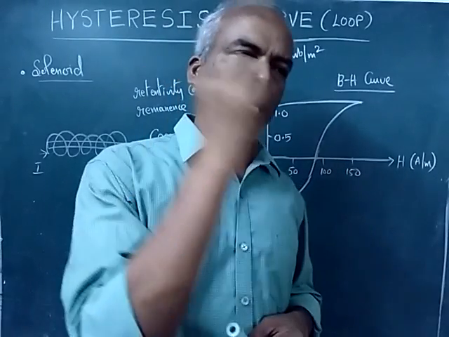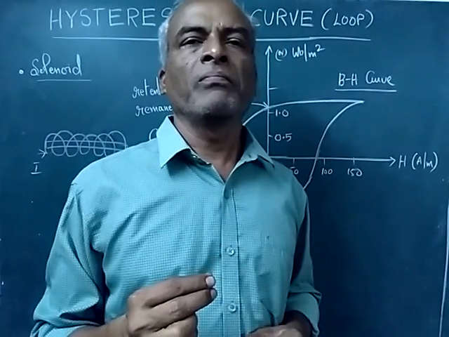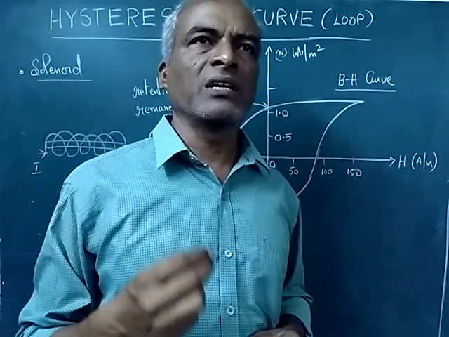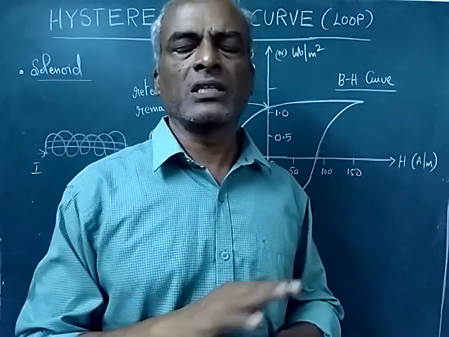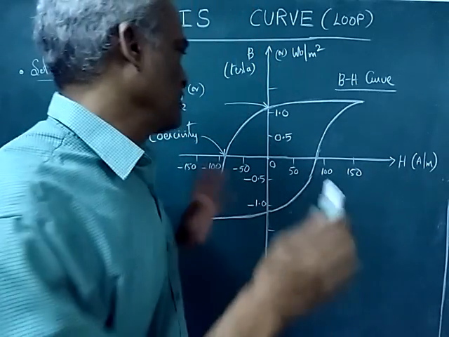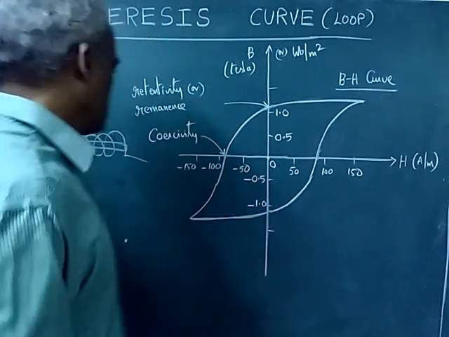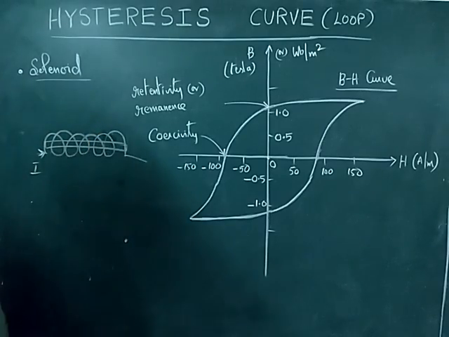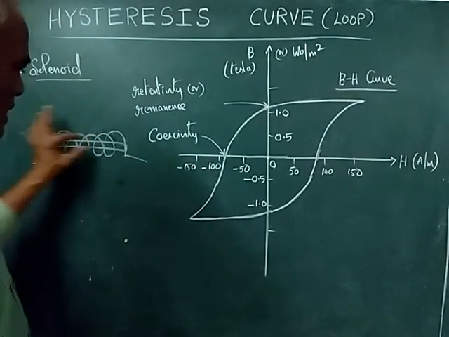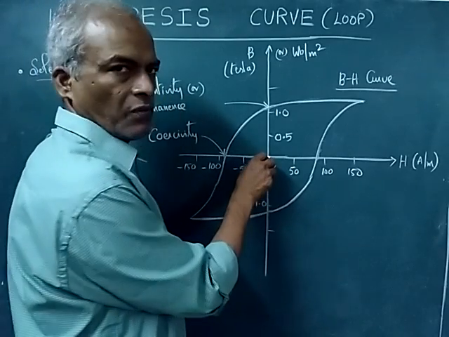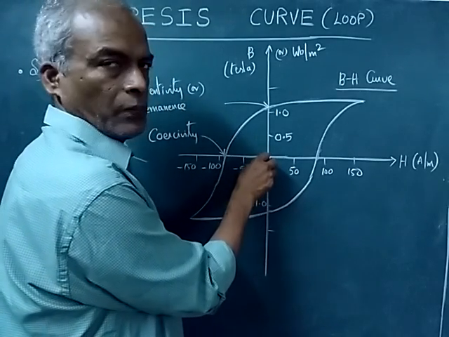So assume that a magnetic material is initially totally without any magnetic field, so the intensity of magnetization and the magnetic flux density are zero. Once you allow current to pass through the coil in the solenoid, the material gets magnetized. So it starts from zero, where the magnetic flux density is zero.